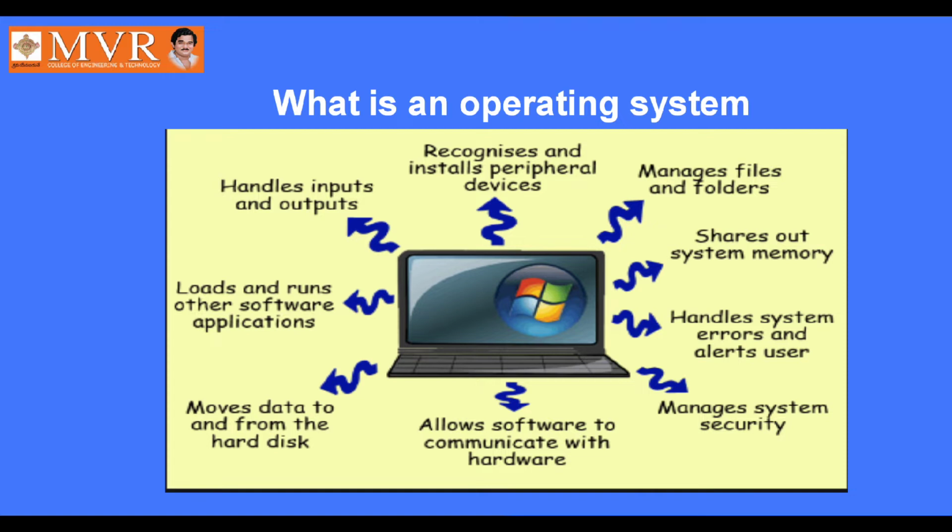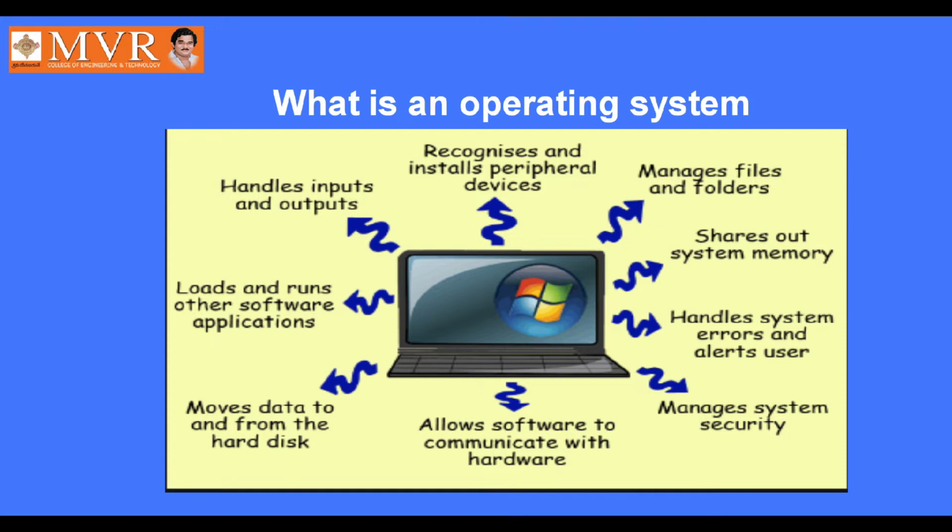Generally people say that. So in this picture you can see the role of the operating system in a general desktop or laptop. It performs several items as shown in the figure. For example, it recognizes and installs peripheral devices. Peripheral devices means a USB, an external RAM, or an external hard disk. These are all peripheral devices. It automatically recognizes them and installs the required software.